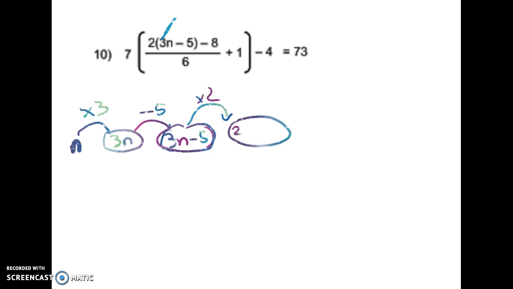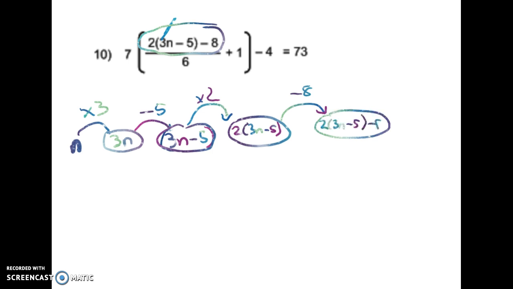I don't even know how many steps this equation is going to have by the end, but it's going to have a lot. Now we took that, and we were still working with this top bit here, and now we're subtracting 8. What a mess. 2 times 3n minus 5, minus 8. Now we're going to have to go around the corner. So we're taking that number and now we're dividing that by 6.